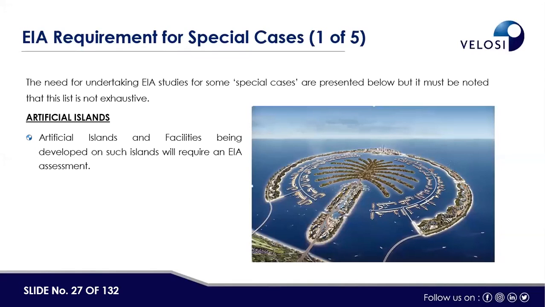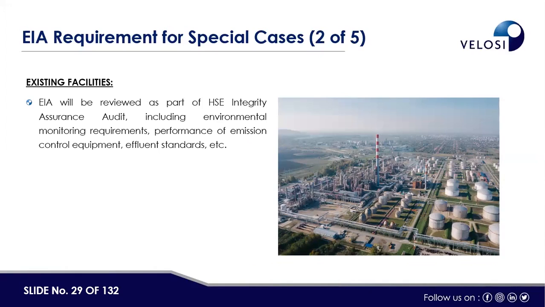But there are some special cases where EIA is mandatory. For example, artificial islands and the facilities being developed on such islands will require an EIA. We have to carry out environmental impact assessment in detail for such kinds of projects. Then, for an existing facility, EIA will be reviewed as a part of the HSE integrity assurance audit, including environmental monitoring requirements, performance of emission control equipment, and effluent standards. If there is any existing facility, then we have to carry out environmental impact assessment as well if they are going for any modification.